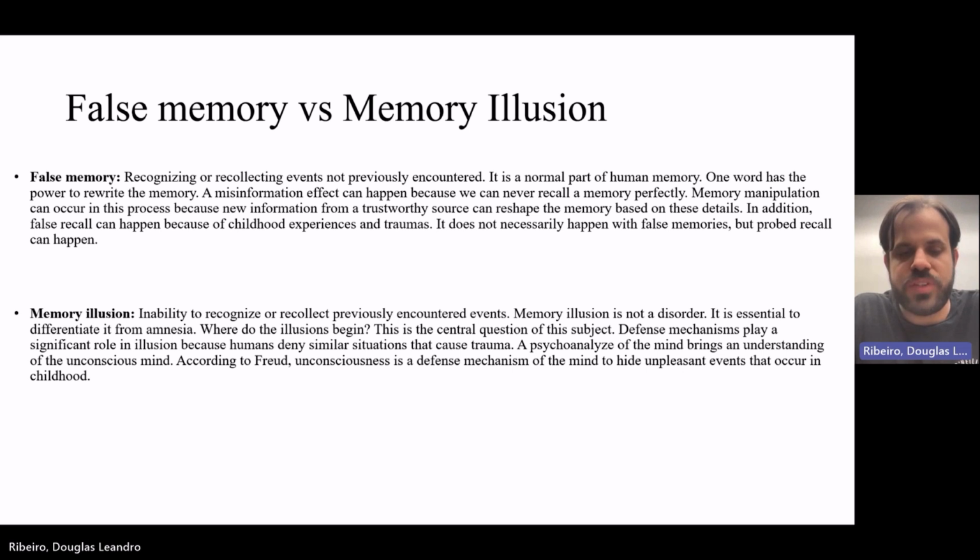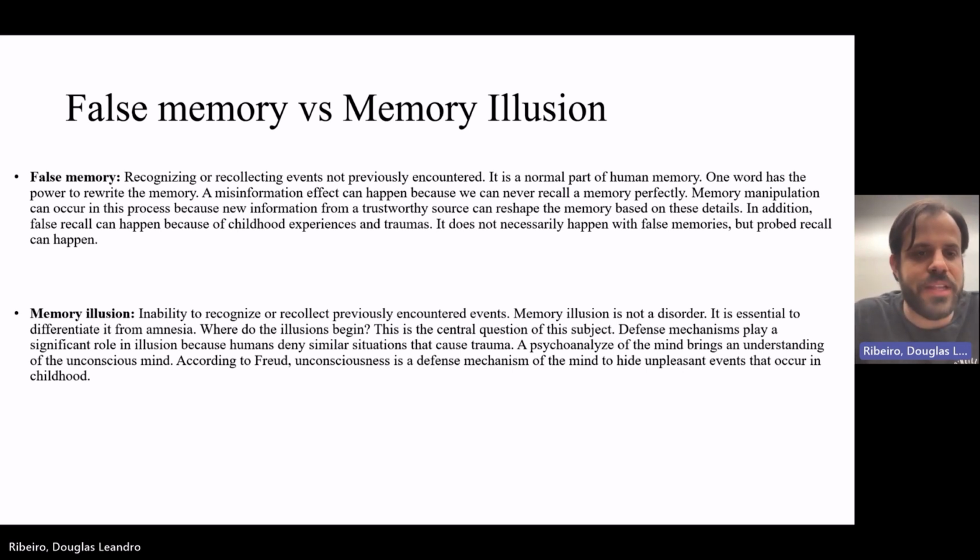As I previously said, false memory is recognizing and recollecting events not previously encountered. This is a normal part of human memory. One word has the power to rewrite a memory. The misinformation effect can happen because we can never recall memory perfectly. Memory manipulation can occur in this process because new information from a trustworthy source can reshape the memory based on these details. In addition, false recall can happen because of childhood experiences and traumas. It does not necessarily happen with false memories, but false recall can happen.